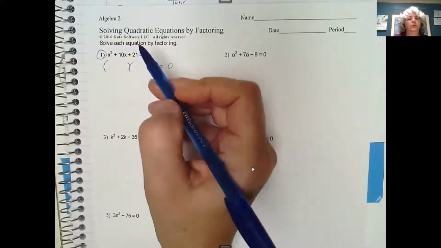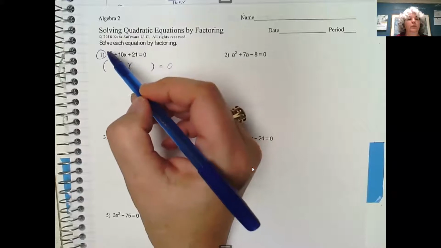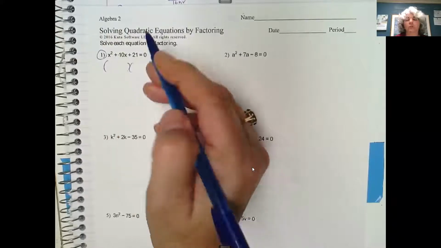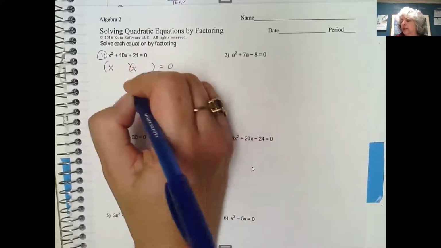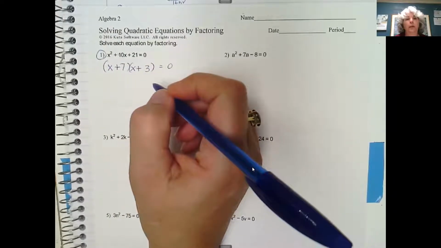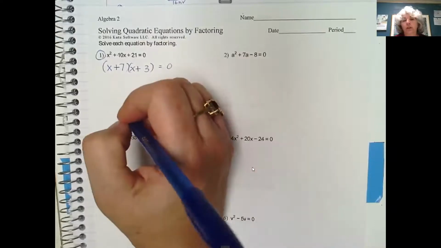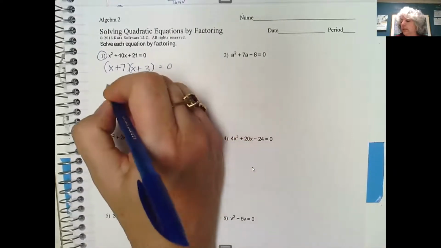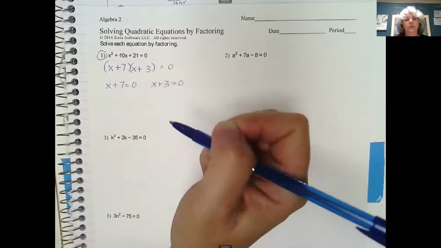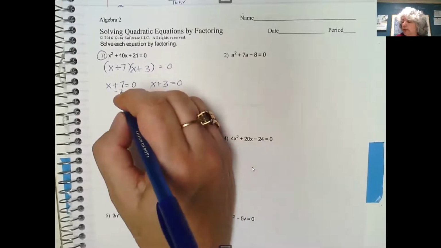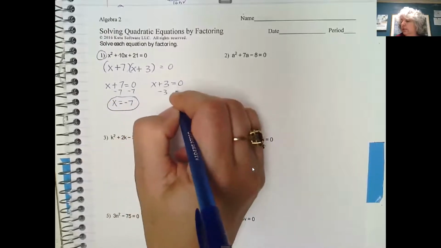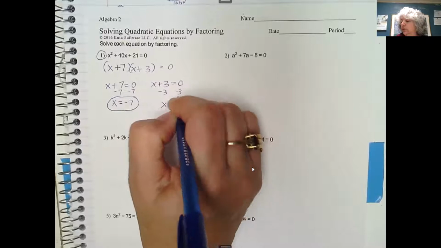Okay, so I want to think of two numbers that multiply because this has a coefficient of 1. This one I can just guess and check. Two numbers that multiply to give me 21, but add to give me 10. Well, I know that that's going to be x plus 7 and x plus 3. They multiply to give me 21, and they add to give me 10. So once I have that verified, I've checked it, then I'm going to separate each factor and set each factor equal to 0, and then solve. So I subtract 7, and I get x equals -7 as one of my answers. I subtract 3 here, and I get x equals -3 as my other answer.